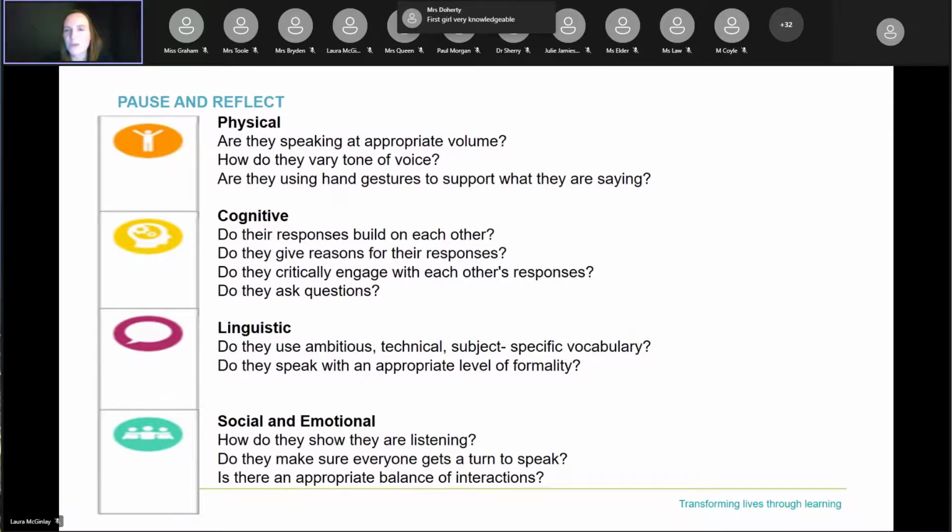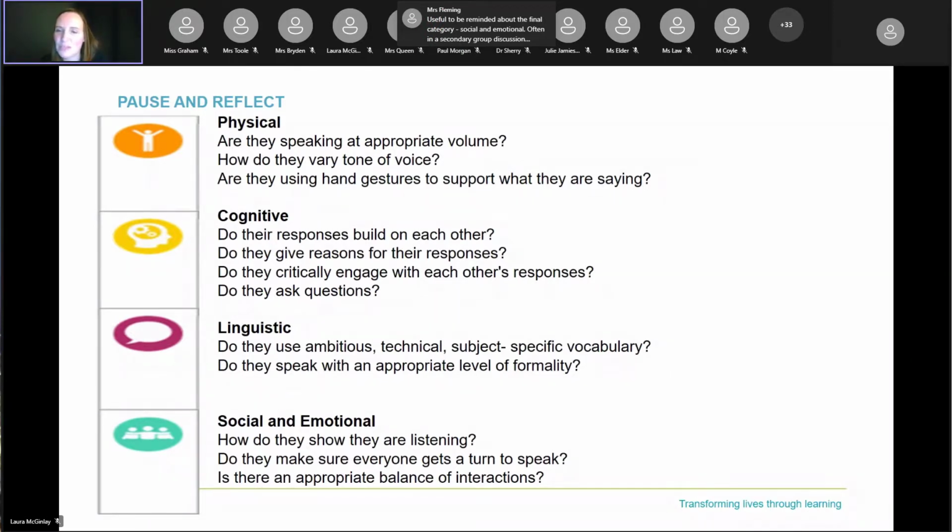So there was one girl in the clip that seemed to be blocking out others. So that would be maybe a next step for her, just thinking about including others in the conversation. So lots of reflective questions, useful to focus observations.